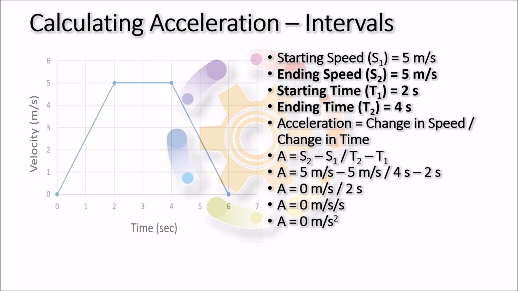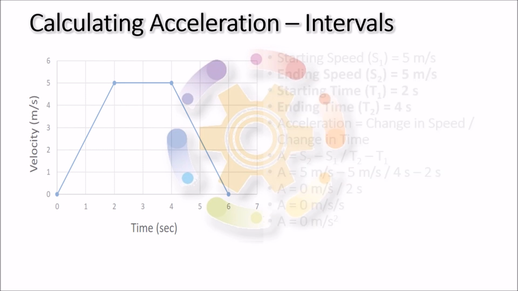So if you have 0 acceleration, what this means is that the object is moving at a constant rate of speed. In this case, 5 meters per second. So for that 2 seconds, from the second to the 4th second, it was moving at a constant rate of speed of 5 meters per second. It was still moving, it just wasn't increasing its speed or decreasing its speed.